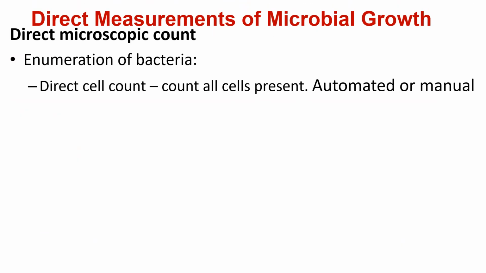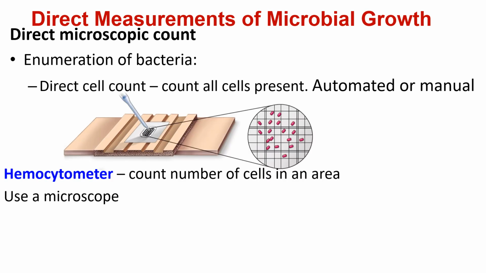Now, a way of directly measuring microbial growth is using a direct microscopic cell count. Basically, you're going to count all the cells. You're going to look at them under a microscope and count how many cells are in that sample. Now this can be automated, which would be fantastic. If it's manual, that's a bit more work. But you need a certain tool before you even do it, a thing called a hemocytometer.